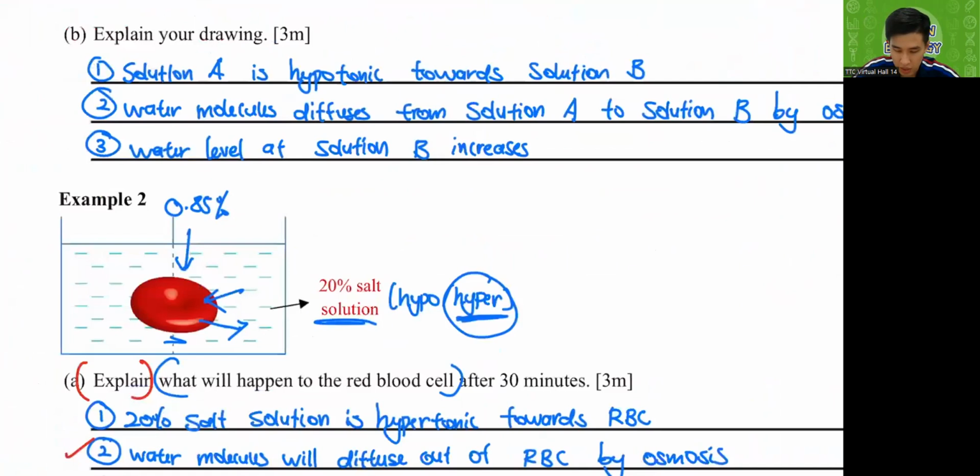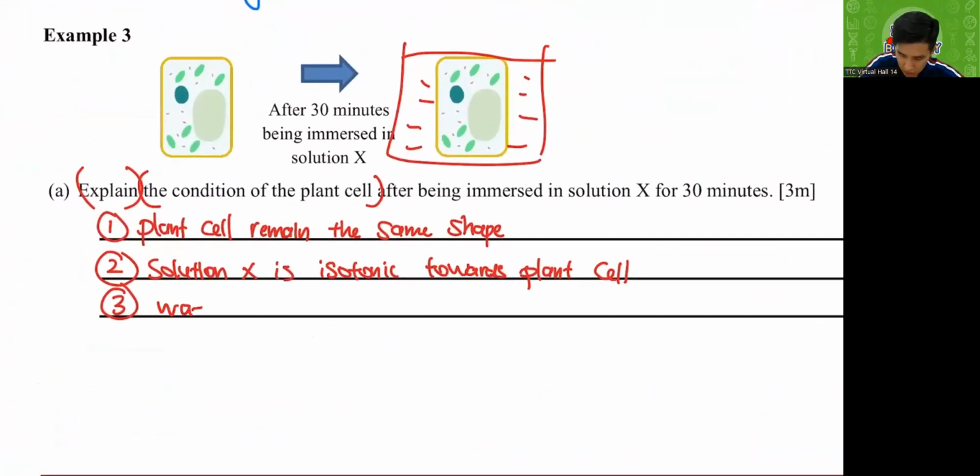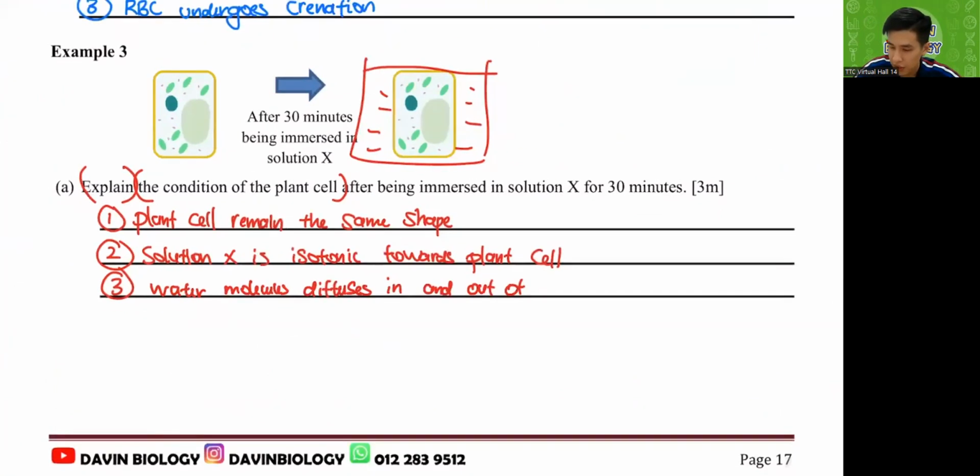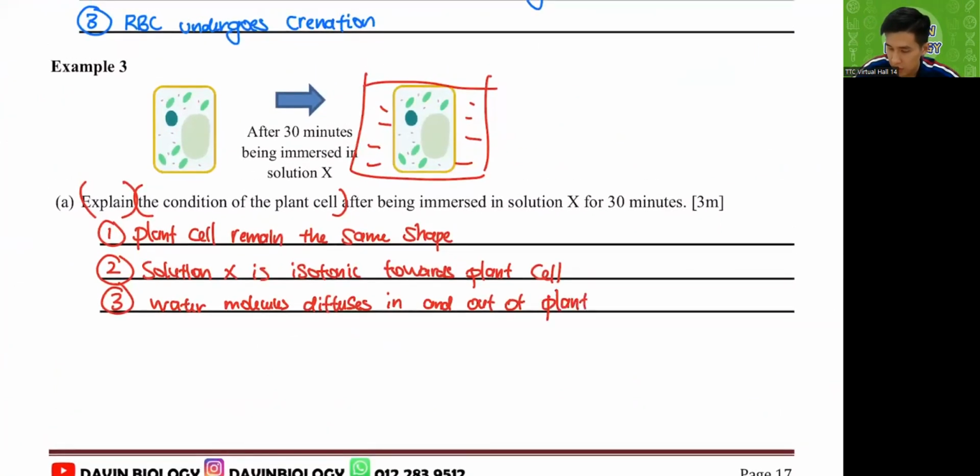Okay, so we write here again. Water molecules diffuses in and out of plant cell by osmosis at the same rate.